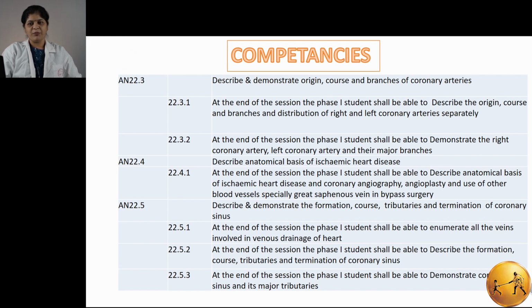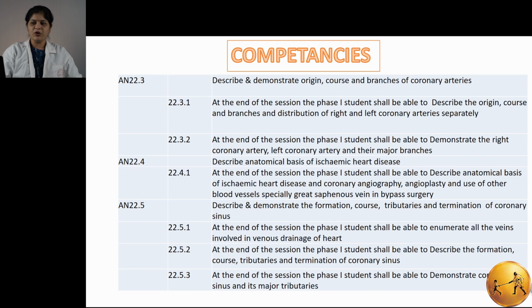AN, that is anatomy, 22.3: describe and demonstrate origin, course and branches of coronary arteries. So this is the competency. The SLOs under this competency are 22.3.1. At the end of the session, phase 1 student shall be able to describe the origin, course, branches and distribution of right and left coronary arteries separately.